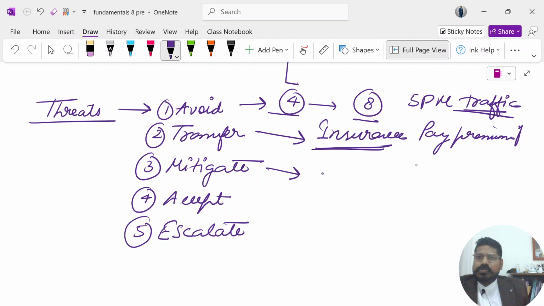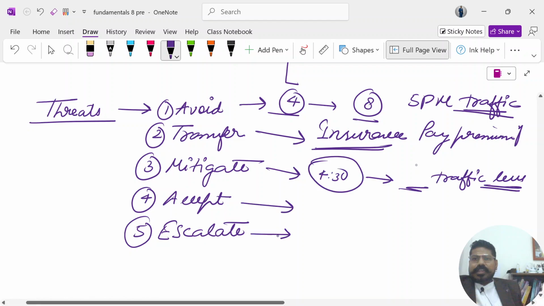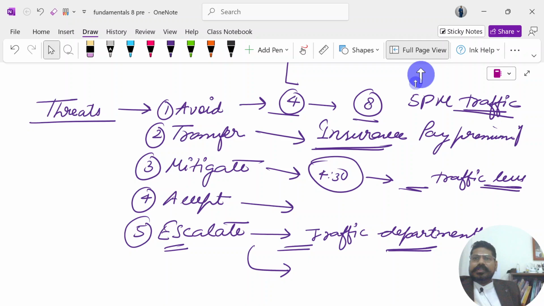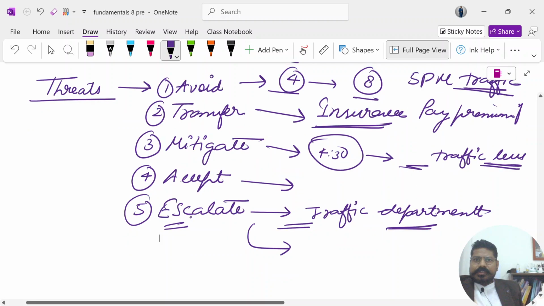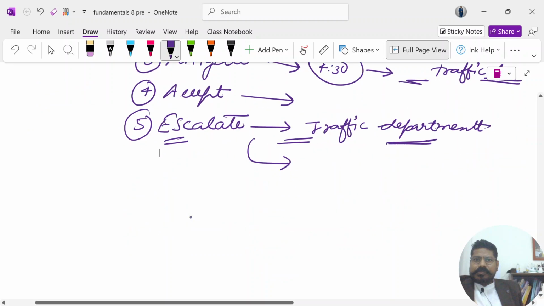Accept is something you cannot do about it, so you just accept it the way it is. Escalate, let's say you inform the traffic department of the city, telling them that this area is hugely affected at 5 p.m. Please deploy some police officials, and they manage the traffic. This is escalation. When you cannot do anything about it, you have escalated the thing. So these are the tools for managing threats.